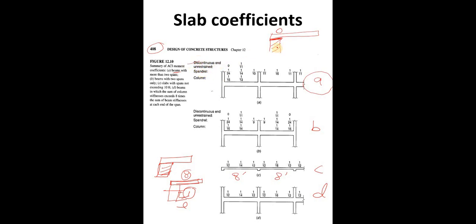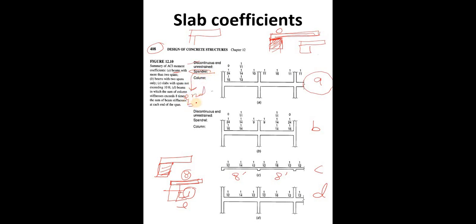The second one is spandrel. Spandrel means that your slab is also resting on a beam. This is your slab and this is your beam. And the third one is that your slab is resting on a column. So our case is this spandrel, which means slab and beams.